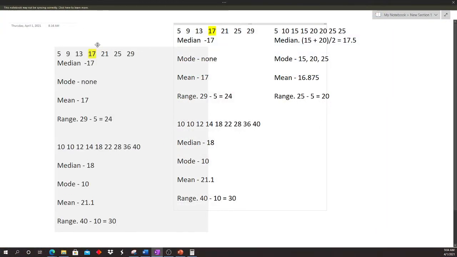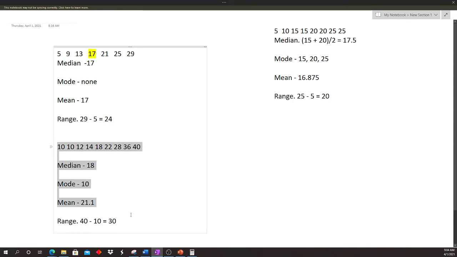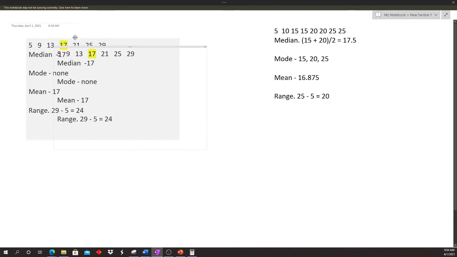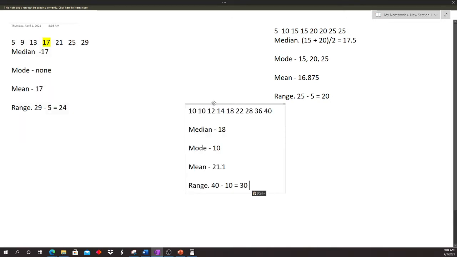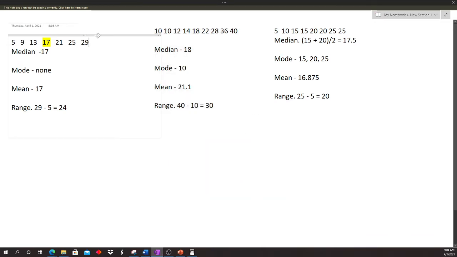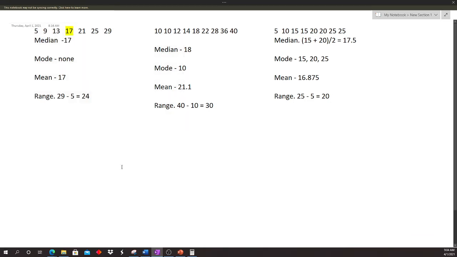Looking at these examples that we used in 6.3, we're going to go ahead and just use the same examples, and we'll keep the extra numbers here just as a reference point. So here's our 3 examples that we did. We are going to create a box and whisker plot for each of them. Okay. So for the first set of data, I am going to be going from 5 to 29. I already have my median, which is 17. I don't need the mode or the mean, but I do need to find the quartiles.